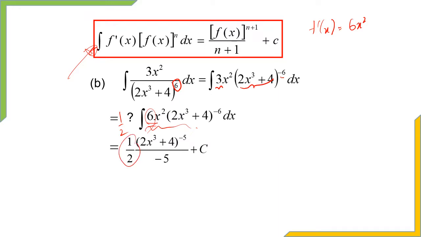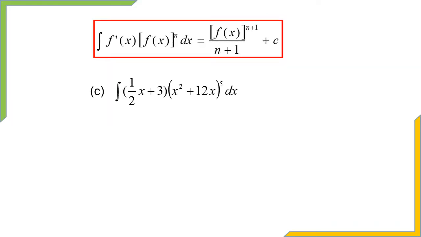So use this formula: f(x) equal to (2x cubed + 4) to the power of n plus 1. So negative 6 plus 1 is negative 5, and then we also divide by negative 5. So the final answer will be negative 1 over 10 of (2x cubed + 4) to the power of negative 5, which is to the power of 5 in the denominator. Okay.